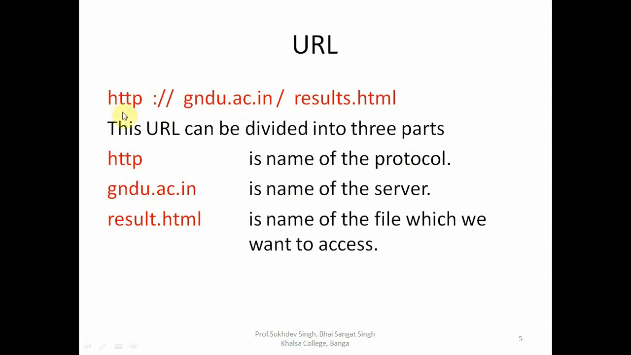The first part is the name of the protocol. We will discuss in detail in the next few slides what a protocol is. So first of all, you have to write the name of the protocol, then the name of the server where the resource is located, and in the last, you have to type the name of the file which you want to access from the server. In GNDU there may be thousands of files, but at this moment we want to access results.html. So this completes URL.